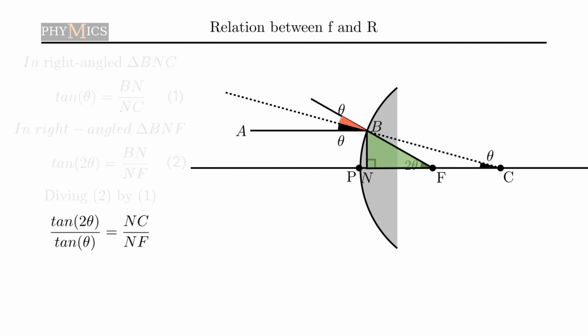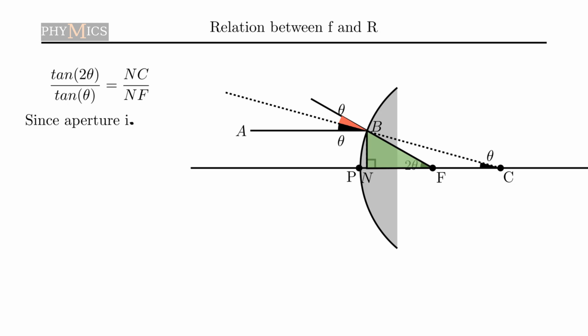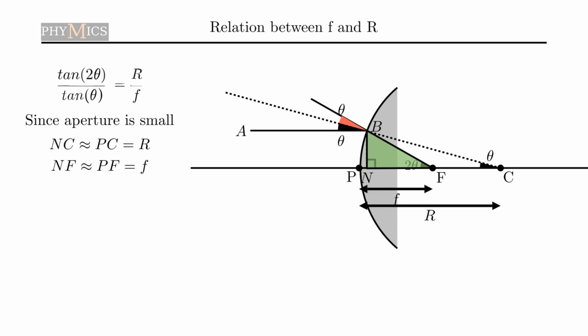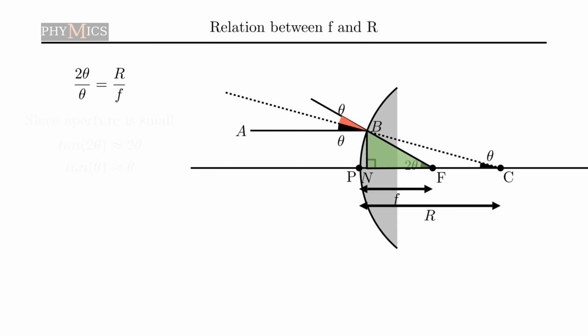Since aperture is small, NC can approximately be written equal to PC, which is equal to R, and NF can be written equal to PF, which is equal to the focal length F. Also, tan of 2 theta can be approximated as 2 theta and tan theta can be approximated as theta. Therefore, above expression becomes 2 theta upon theta equals R upon F. On simplification, we get 2 equals R upon F. On cross multiplication, we get R equals twice of F. Hence, radius is twice of focal length.